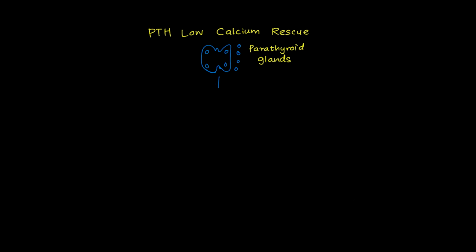When calcium drops low, parathyroid hormone kicks into gear with a coordinated multi-organ rescue plan. Four tiny parathyroid glands sit on the back of the thyroid and constantly sample blood calcium levels. When calcium drops below the normal range, these glands release parathyroid hormone, or PTH, into circulation. PTH acts on 3 targets at once to pull calcium back up.